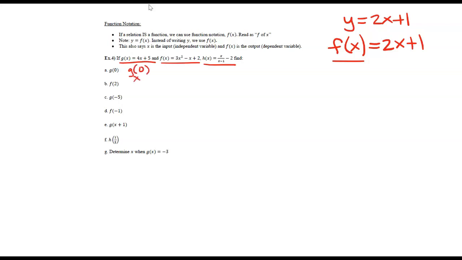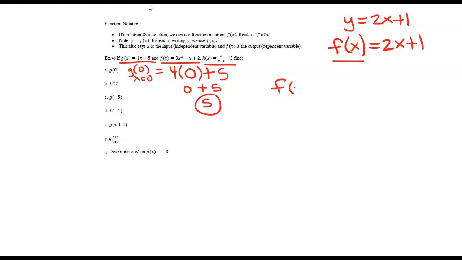So another way to think of it is, okay, what does g of x equal when x equals 0? So we can write out the function. We have 4 times x plus 5. We want to make sure the whole function is written out, and then we just put 0 in place of x. So 4 times 0 is 0 plus 5, and we just get 5. So g of 0 then equals 5.